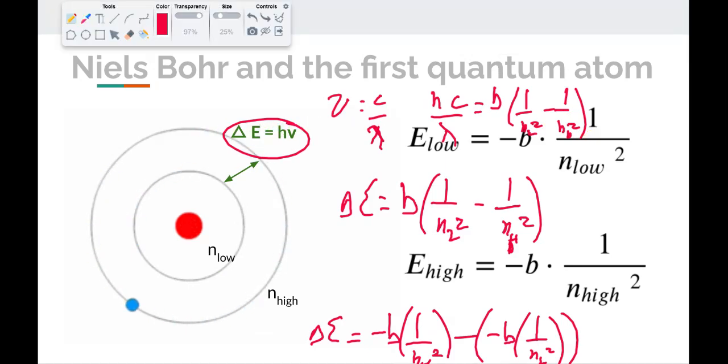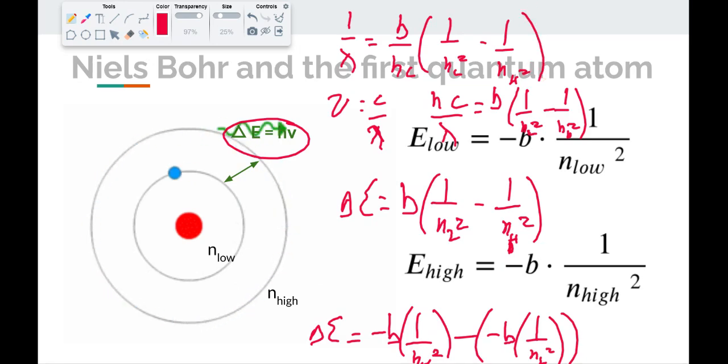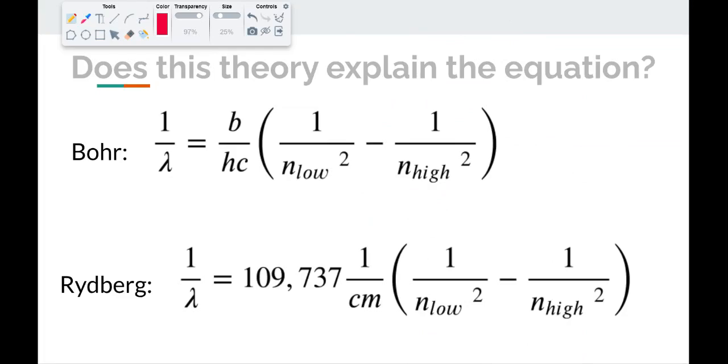Now let's divide both sides by h times c. So that means 1 over lambda is equal to B over hc times 1 over n low squared minus 1 over n high squared. This is exactly Rydberg's equation under one condition, and that is that B over hc is equal to 109,737 per centimeter.